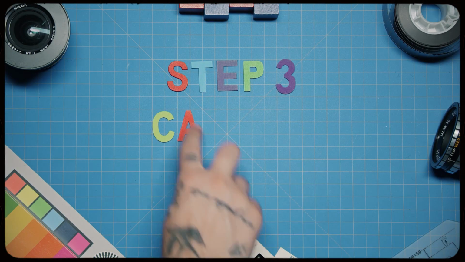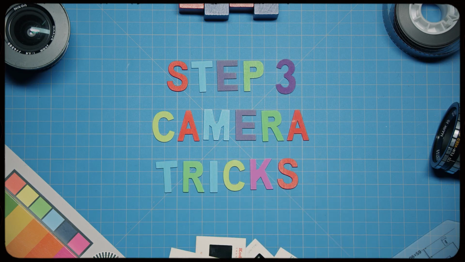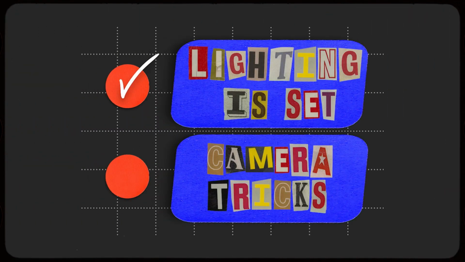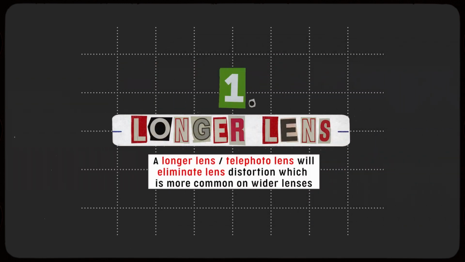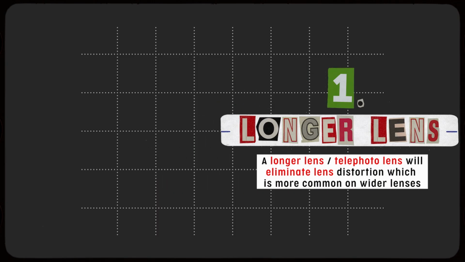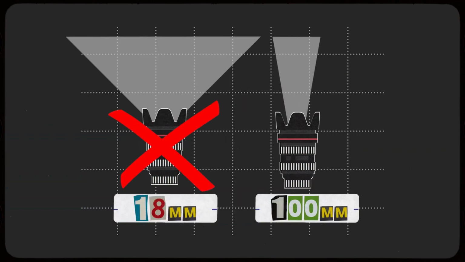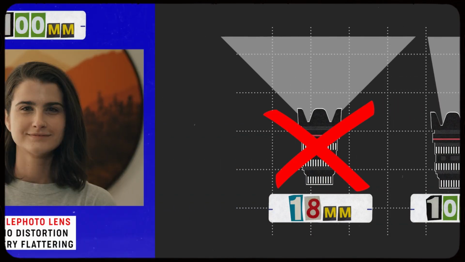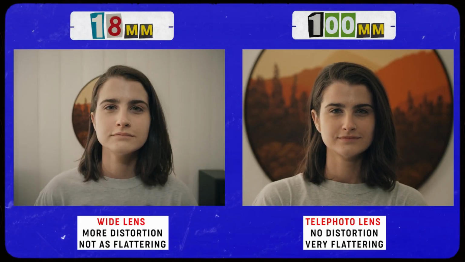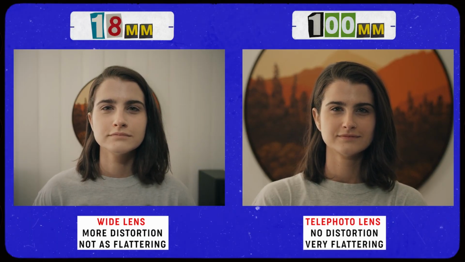Step 3, camera beauty tricks. Once your lighting is set, there are a few things you can do with the camera to really make your subject pop off the screen. First, try to shoot on a longer lens, anywhere between a 50mm to a 100mm. This is more of a portrait style focal length that will really make your subject look great.